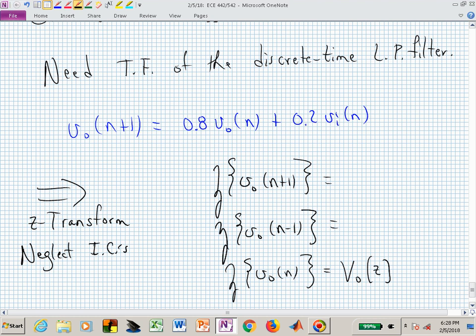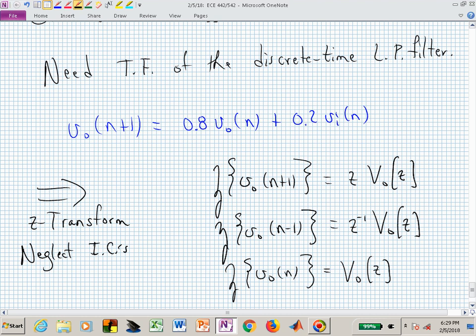If that's the case, how are these top two expressions evaluated when we neglect the initial conditions? What's a delay operator in the frequency domain? That's the z to the minus 1. But what do we actually have? We have an advance of 1. The delay is z to the minus 1, and advance is z. Are we now on the same page?